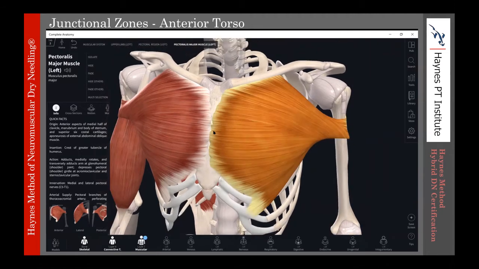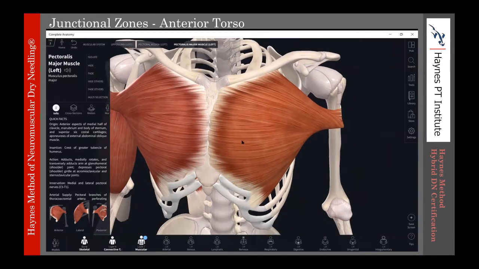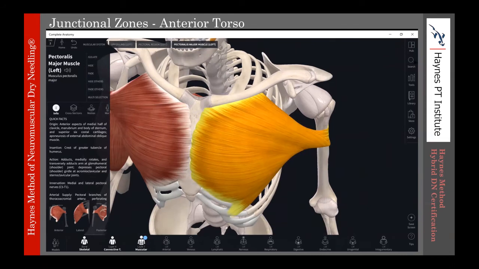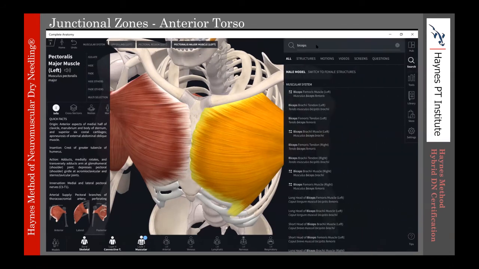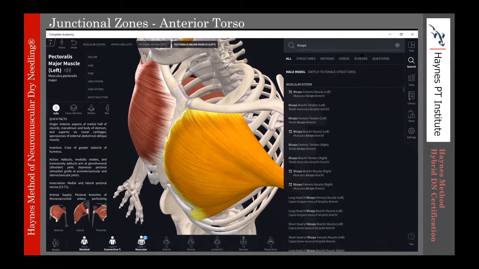Change my angle a little bit there. And the superior six costal cartilages, the aponeurosis of the external abdominal oblique as well. And so we've got a fairly large origin there. Interesting. I'm going to come up and pull up just so that we have a frame of reference here.